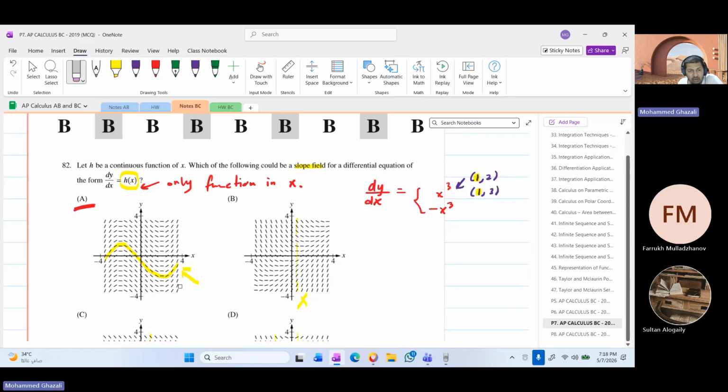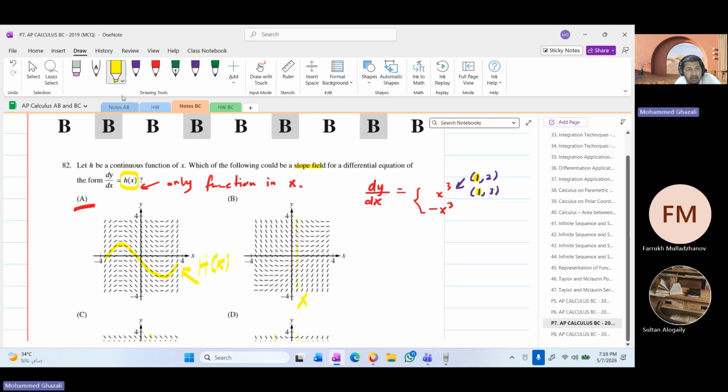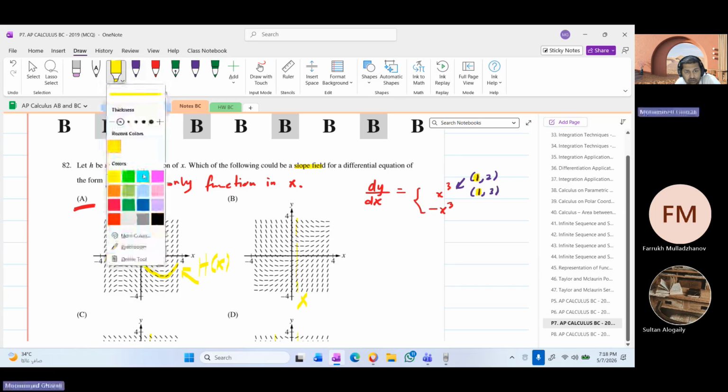Slope fields show along the graph what's happening to each of the slopes. So we can say this is a capital H of x graph. It's a bigger function, okay? Because they usually tell you this is the derivative, right? So what's the possible graph that you can draw? What's a possible graph that you can draw here in the second example?